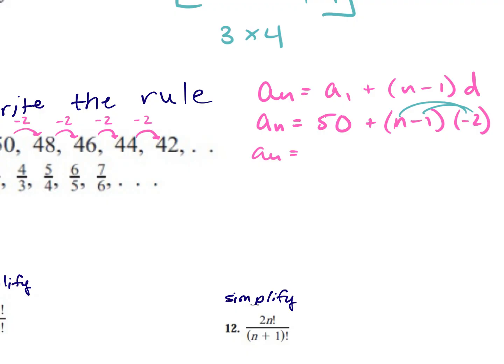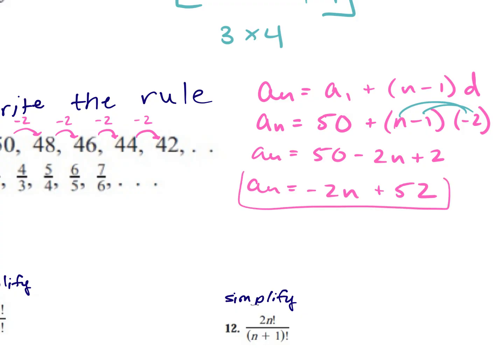So a sub n is equal to 50 minus 2n plus 2. So a sub n is equal to negative 2n plus 52. So this would be our rule.